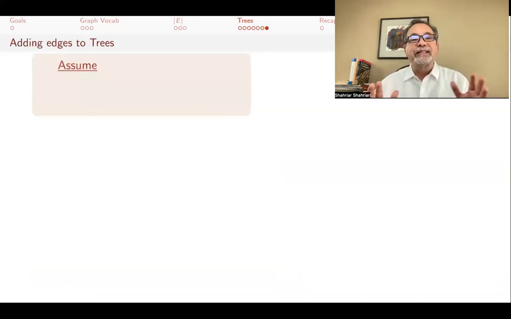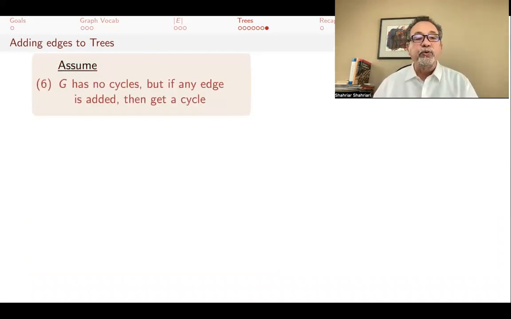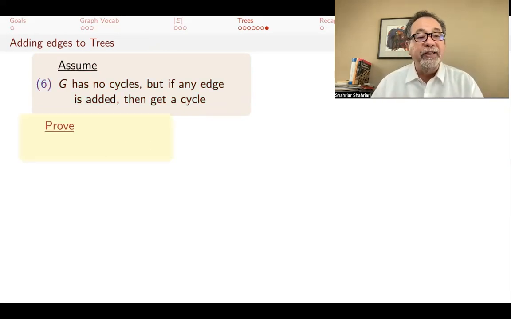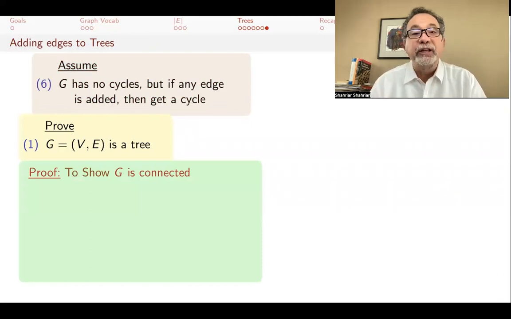So the only thing that remains is to talk about condition 6. One thing we want to prove is that if you have a graph and all you know about it is that it has no cycles, but if any edge is added, then you get a cycle, then we want to prove that it's a tree. What do we have to prove? It doesn't have any cycles. So again, we have to prove it's connected.